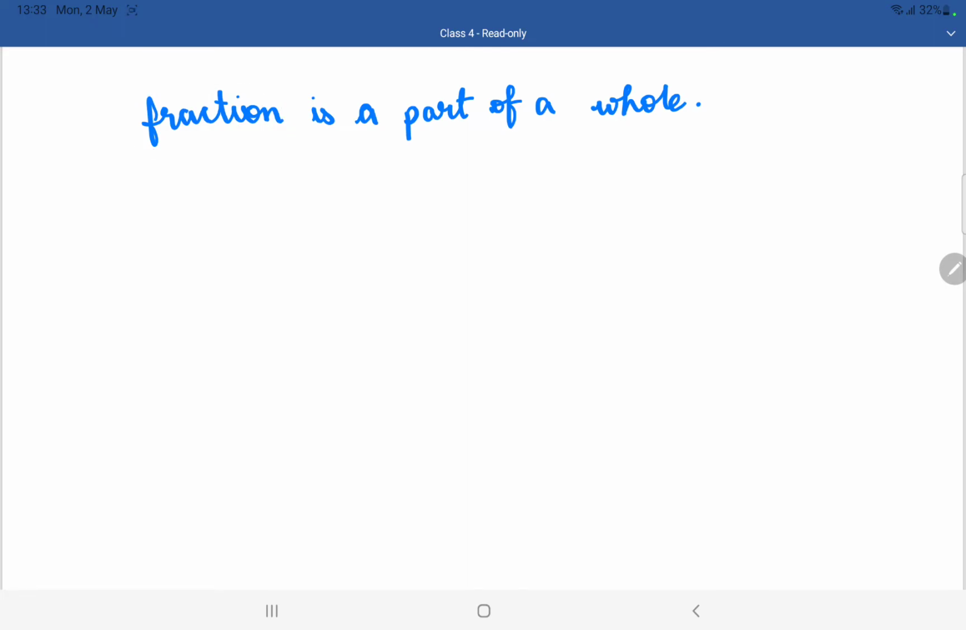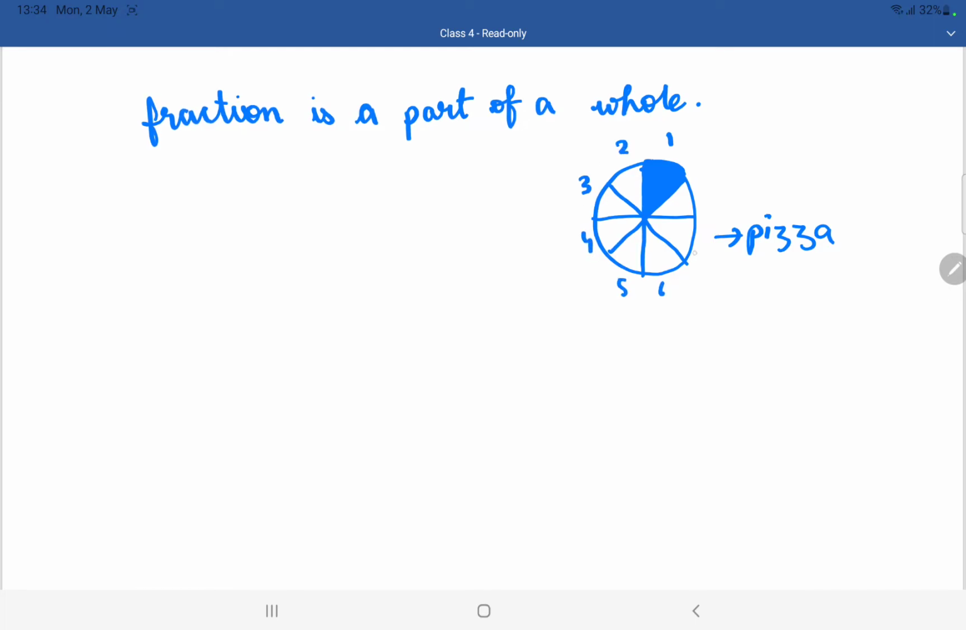To understand this better, I will be taking an example for you. So here, let us think this is a pizza. Now, if you just take the parts, how many parts are there? So this is the first, second, third, fourth, fifth, sixth, seventh, eighth. So the number of parts should always be written in the lower part of the fraction.